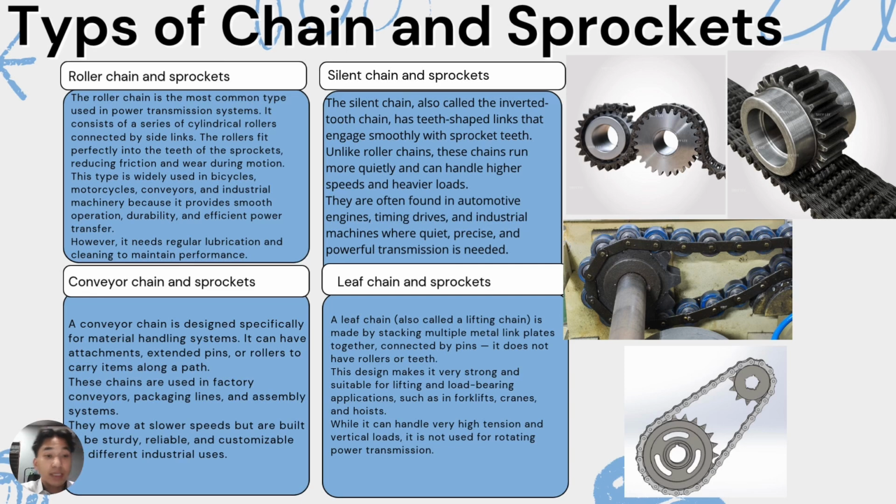Lastly, conveyor chain and sprockets. A conveyor chain and sprocket is designed specifically for material handling systems. It can have attachments, extended pins, and rollers to carry items along the path. These chains are used in factory conveyors, packaging lines, and assembly systems. They move at slower speeds, but they are built to be sturdy, reliable, and customizable for different industry uses.